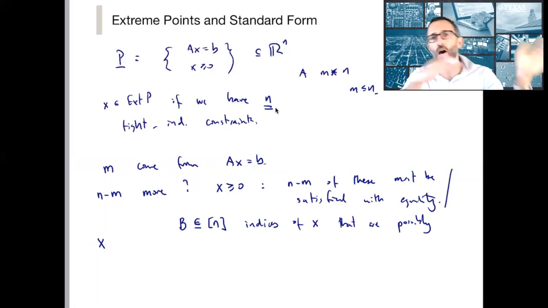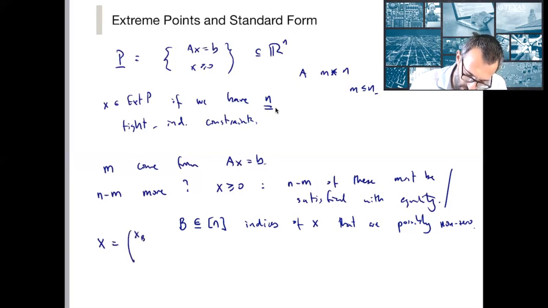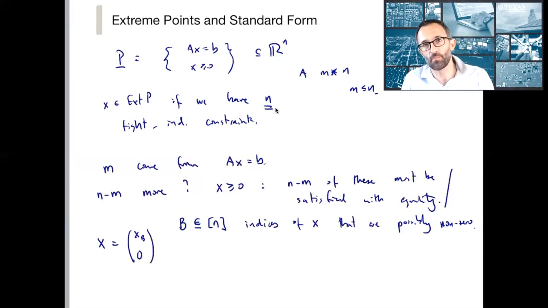So B is the other ones, the ones that I'm not enforcing to be 0. So the indices of x that are possibly non-zero. All the others are 0. So by some abusive notation, what does that mean? It means that x I can write as x subscript B and 0. So what x subscript B means is just those indices of x. And just for convenience, I'm writing them as if they were the first m of them.